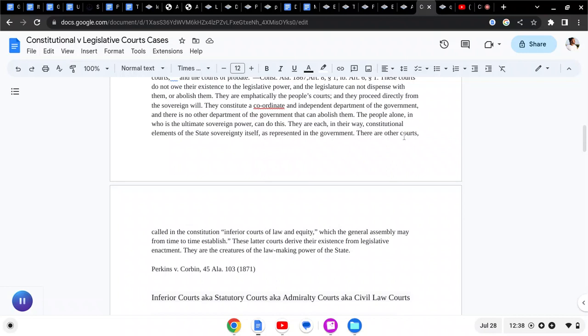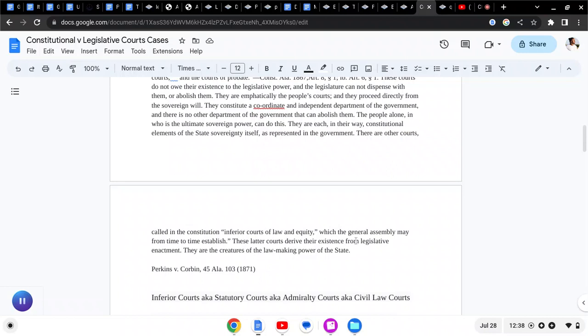There are other courts. Let's talk. What do they mean? There are other courts. What do they mean? Let's see what he's talking about. Let's see what this justice held. There are other courts called in the Constitution inferior courts of law and equity, which the General Assembly may from time to time establish. These latter courts derive their existence from legislative enactments. They are creatures of the lawmaking power of the state.